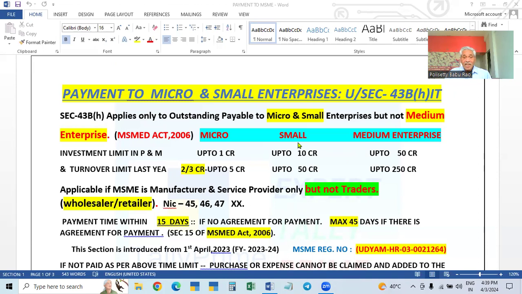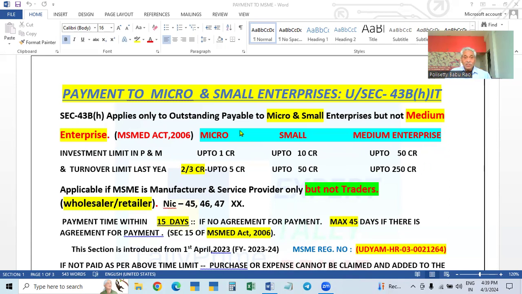The third one, compared to these two, is somewhat large scale. The medium enterprise is where the investment in plant is not more than 50 crores, and last year turnover is not more than 250 crores. Compared to these two, this is a little bigger.